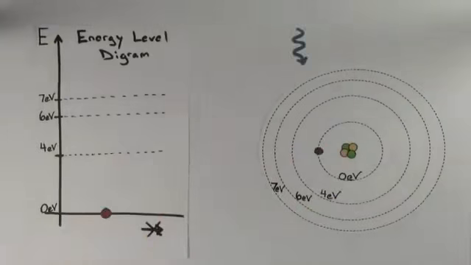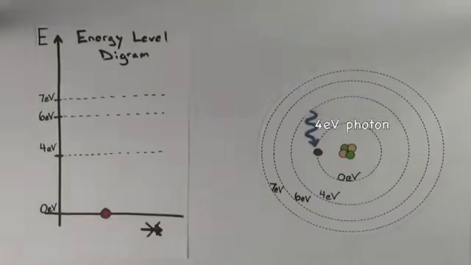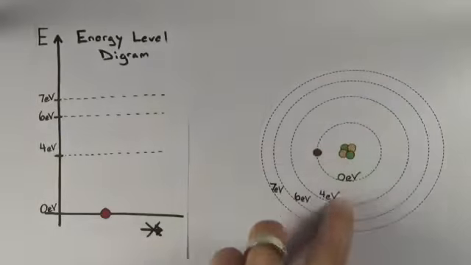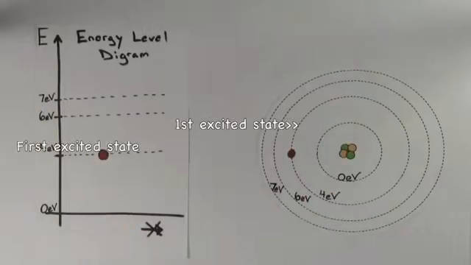The electron in this ground state needs 4 eV to jump to the next energy level. That means if a photon that had an energy of 4 eV came in and struck the electron, the electron would absorb the energy of the photon, causing the photon to disappear, and that electron would jump up to the next energy level. We call the first energy level after the ground state the first excited state.